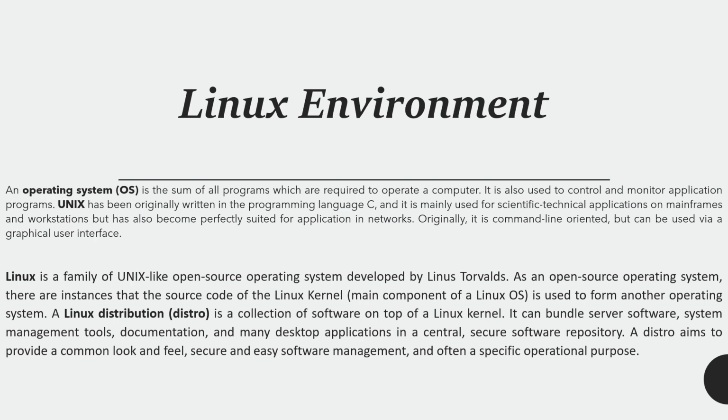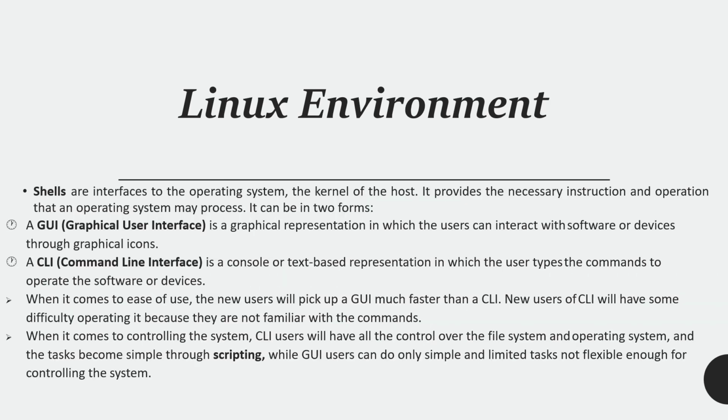Shells are interfaces to the operating system, the kernel of the host. It provides the necessary instructions and operations that an operating system may process. It can be in two forms. A GUI, graphical user interface, is a graphical representation in which the users can interact with software or devices through graphical icons. A CLI, command line interface, is a console or text-based representation in which the user types the commands to operate the software or devices.